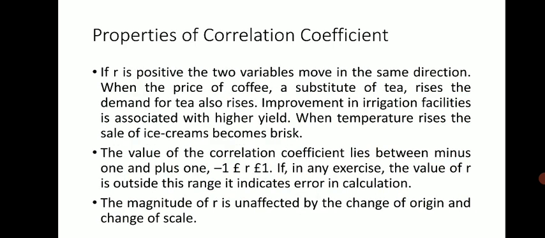If r is positive, the two variables move in the same direction. Obviously, if the value is positive, the two variables will move in the same direction. The value of the correlation coefficient lies between minus 1 and plus 1. So r lies between plus 1 and minus 1.